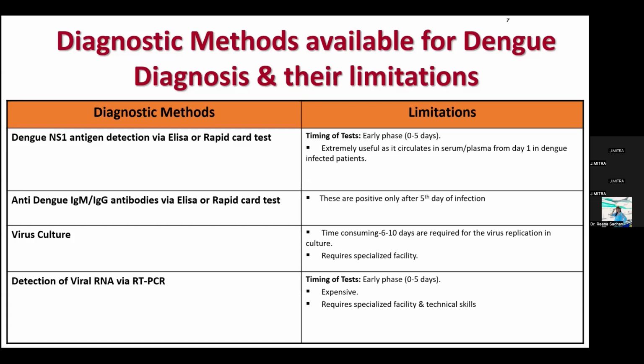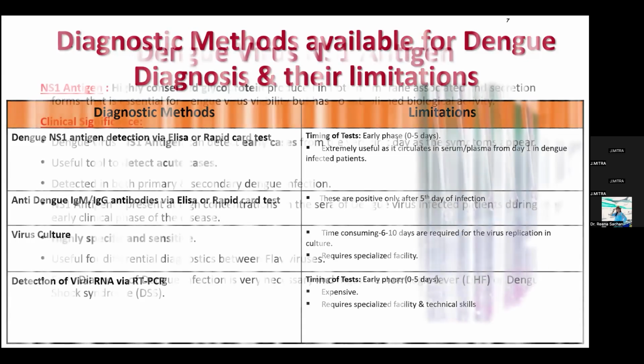Virus culture techniques require specialized facilities, and they are time consuming. They require 6 to 10 days for cultivation and replication of viruses in the culture. And detection of viral RNA via real-time PCR is the technique which can detect the virus in the phase of viremia, even before the symptoms appear. But these are very expensive and require specialized facilities and technical skills.